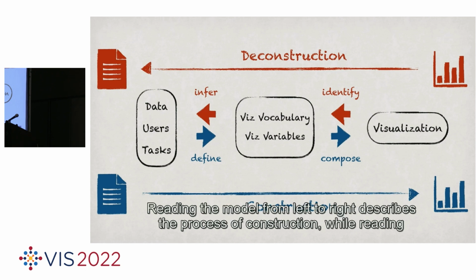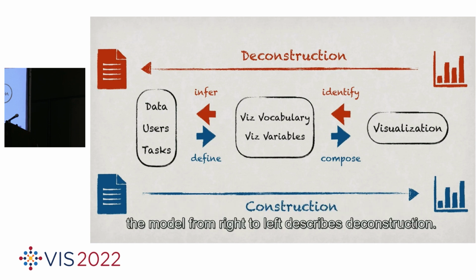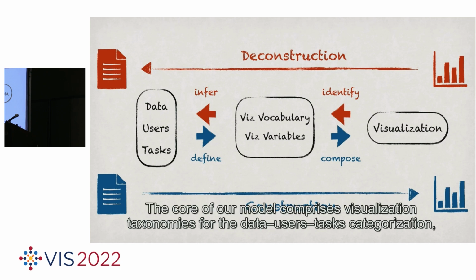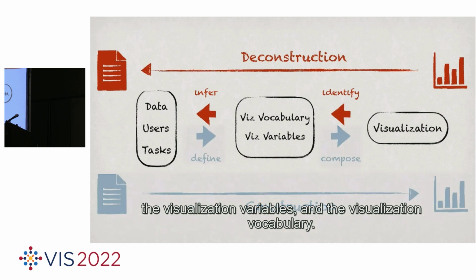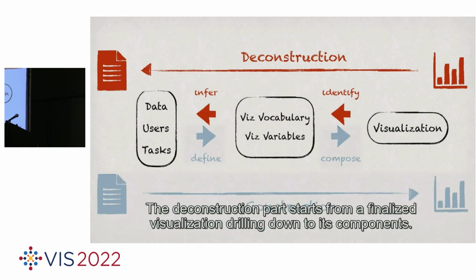Reading the model from left to right describes the process of construction, while reading the model from right to left describes deconstruction. The core of our model comprises visualization taxonomies for the data user's task categorization, the visualization variables, and the visualization vocabulary. The deconstruction part starts from a finalized visualization, drilling down to its components.